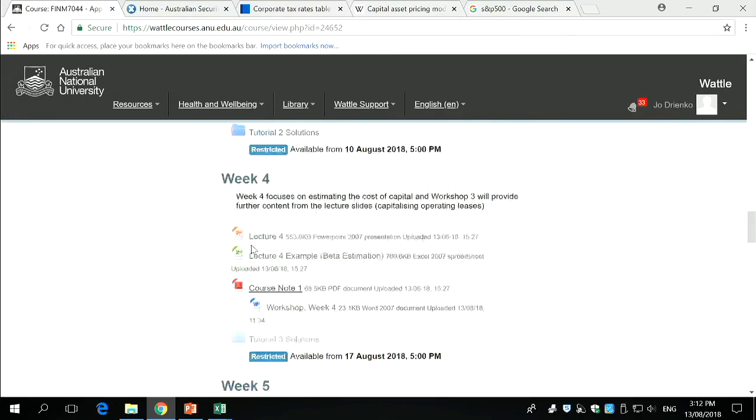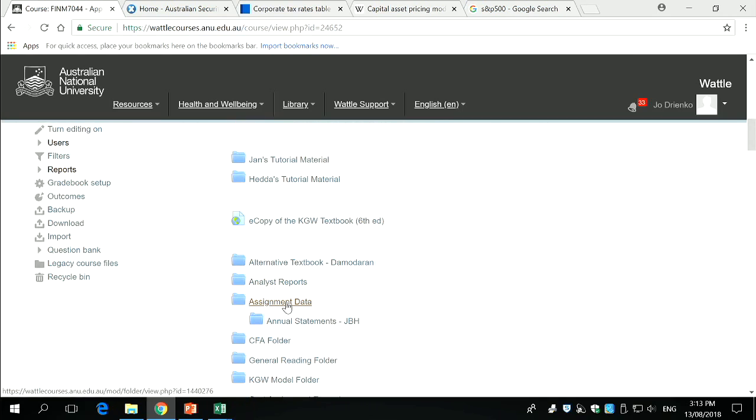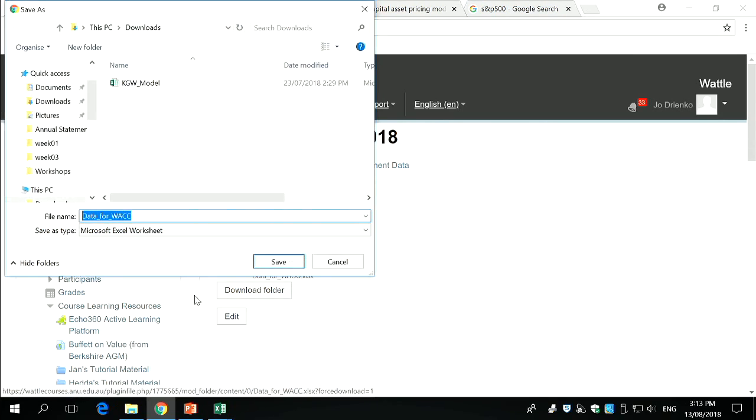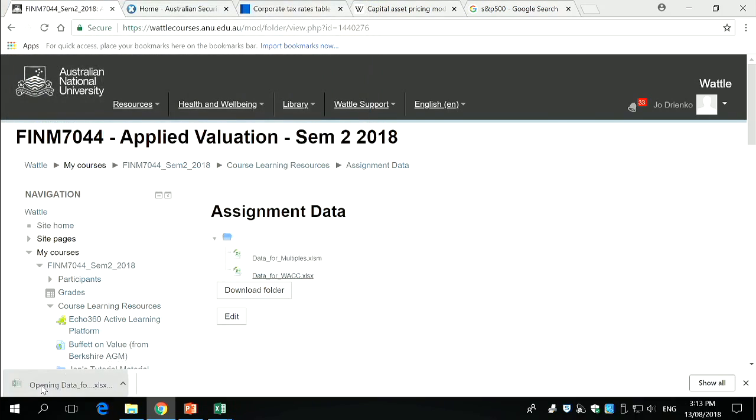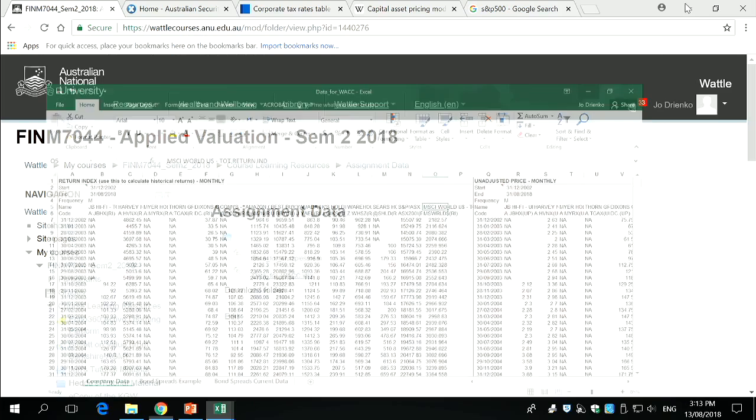And so we have a lecture. The lecture example I'll get to in a sec. Here in the assignment data folder on Waddle, you will find data that you need for estimating WAC. When you open that, you will find data for not just the ASX 200, you will also find data for the MSCI World Index, the Morgan Stanley World Index.